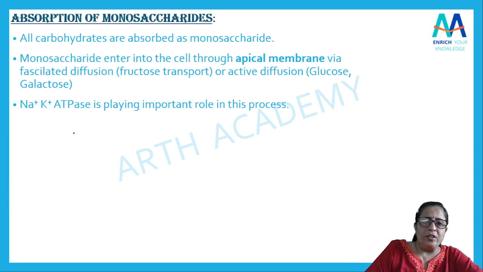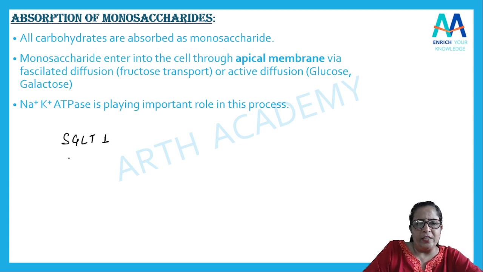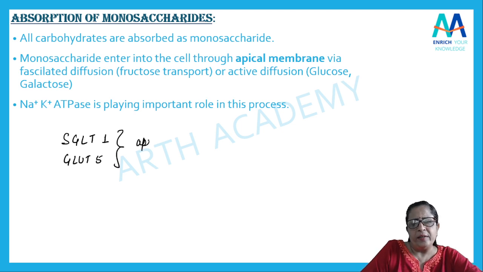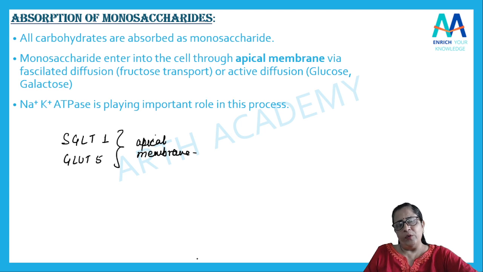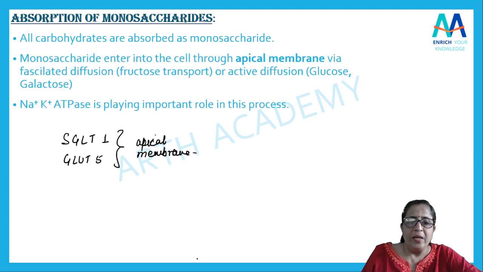The transporter which is called SGLT1. And the second transporter is called GLUT5. Both these transporters are present at the apical membrane of an enterocyte. Both transporters are responsible for absorbing the monosaccharides.